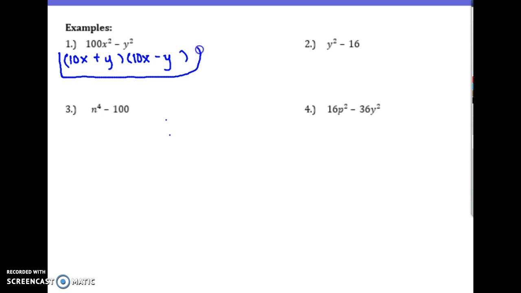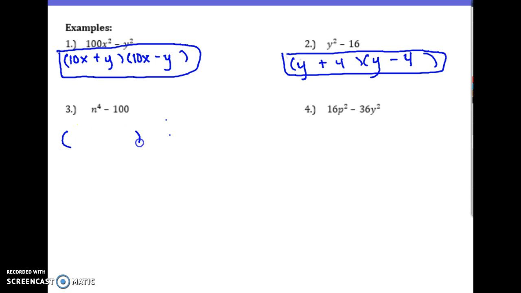The order doesn't matter. Okay, if I look at number 2, again, the first term, y squared, is a perfect square. So y times y is y squared. And 16 is a perfect square, and it is the difference. So it's plus 4 and minus 4. Again, if I FOILed it, I would get y squared minus 4y plus 4y, so your middle term cancels out, and then minus 16.